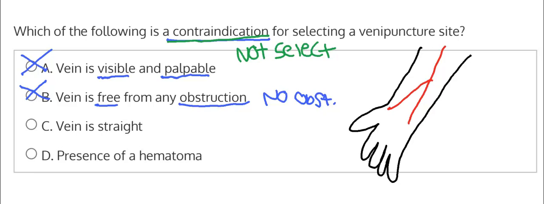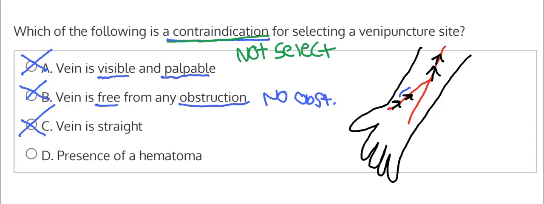Option C says the vein is straight. And yeah, the straight vein might actually be easier to get to than if it's at an angle, which is still possible, but like over here, there's a little bit of an angle, but you would want to position your needle in the direction of the vein. So it would go this way, or if you're going up here, you would want to go straight up like that, but that's not a reason to not pick a vein. It just has to do with the way you're going to position your needle. So we could eliminate option C.